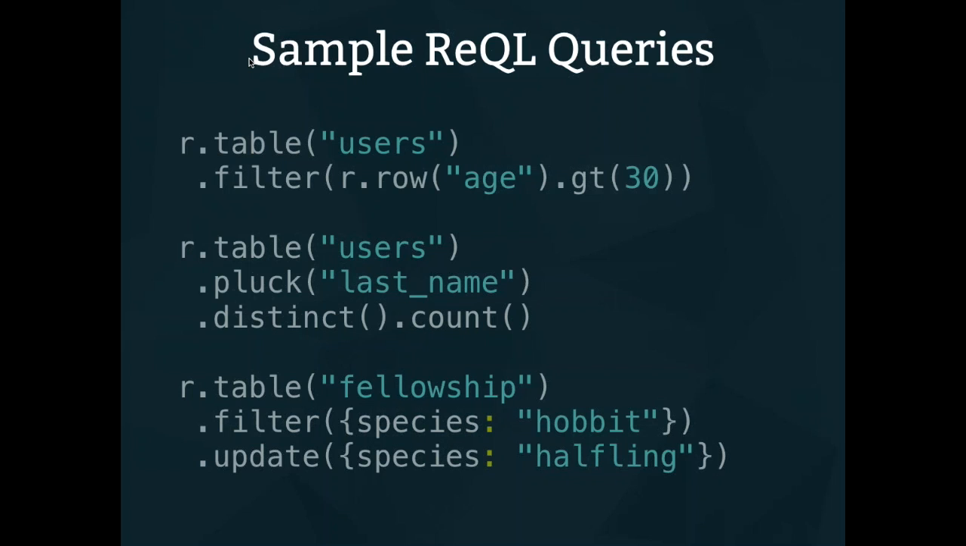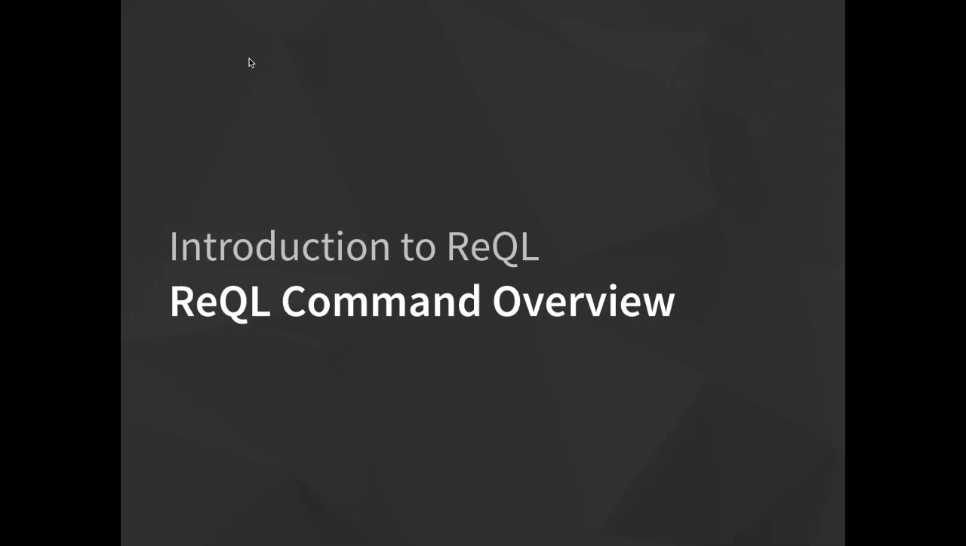So the first query here is just looking for all of the users whose age is greater than 30. The second example here, it's all of the users, we're taking all of their last names, we're finding all of the distinct last names, and then we're counting them. And then the last one just shows how to filter and update. So I'll get into more detail here, but I wanted you to get a feel for what the query language actually looks like.